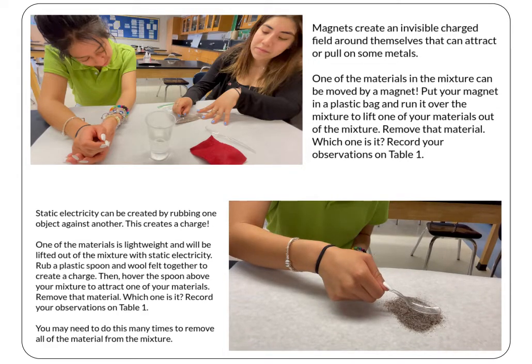Remove that material and put it off to the side on your paper. Which one is it? Record your observations in Table 1. You may need to do this step many times in order to remove all of the material from your mixture.